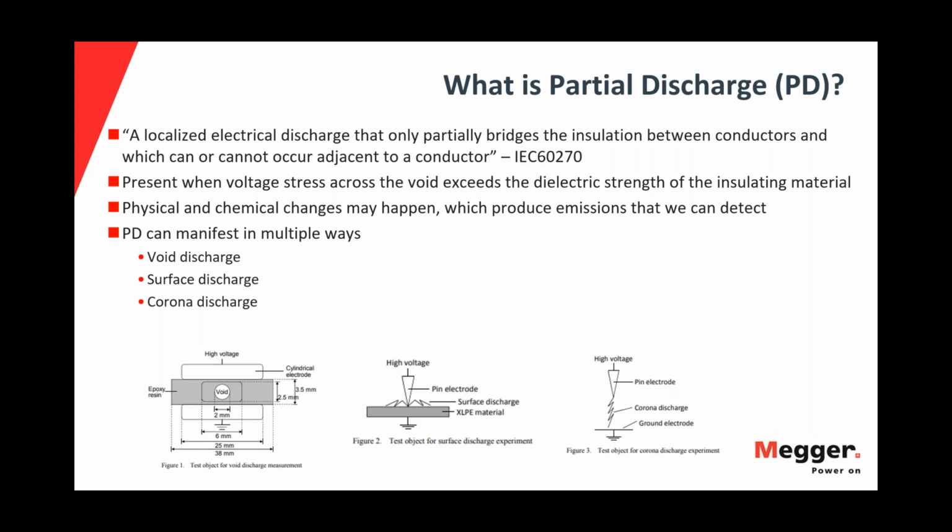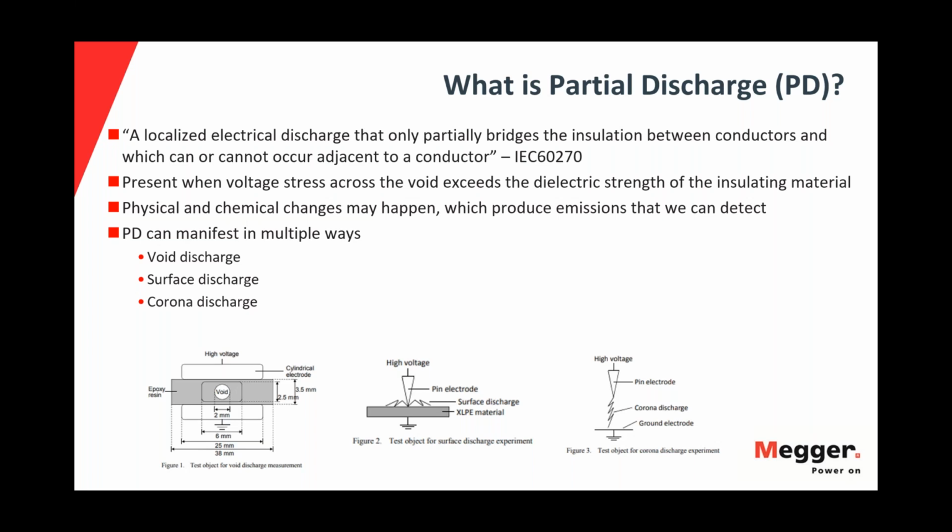There are many others, like floating potentials, as well. So basically, PD will occur due to localized stress. We expect that the electric field is distributed equally and homogeneously within the insulated material. However, due to imperfection, like we mentioned here, it will cause a high, localized electric field, which can cause a localized discharge within the void or within the local field.